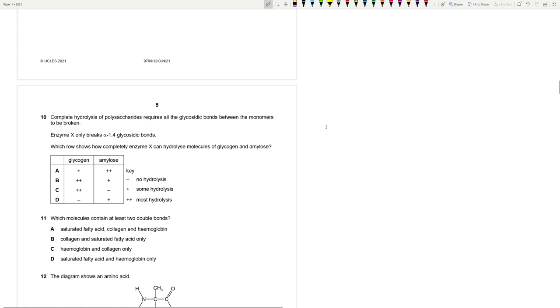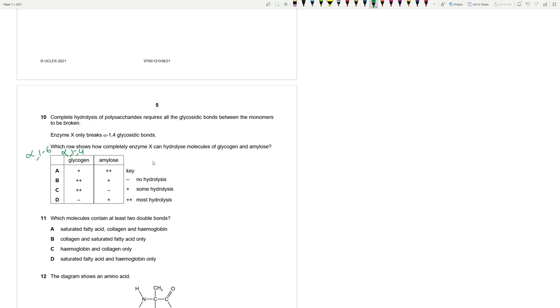10. Complete hydrolysis of polysaccharides requires all the glycosidic bonds between the monomers to be broken. Okay. Enzyme X only breaks 1,4 glycosidic bonds. Which row shows how completely enzyme X can hydrolyze molecules of glycogen and amylose? So here's the thing: glycogen contains both alpha 1,4 and alpha 1,6 glycosidic bonds since it is branched. So all of it will be hydrolyzed more or less. No, all of it won't be hydrolyzed since it contains both alpha 1,4 glycosidic bonds and alpha 1,6 glycosidic bonds.